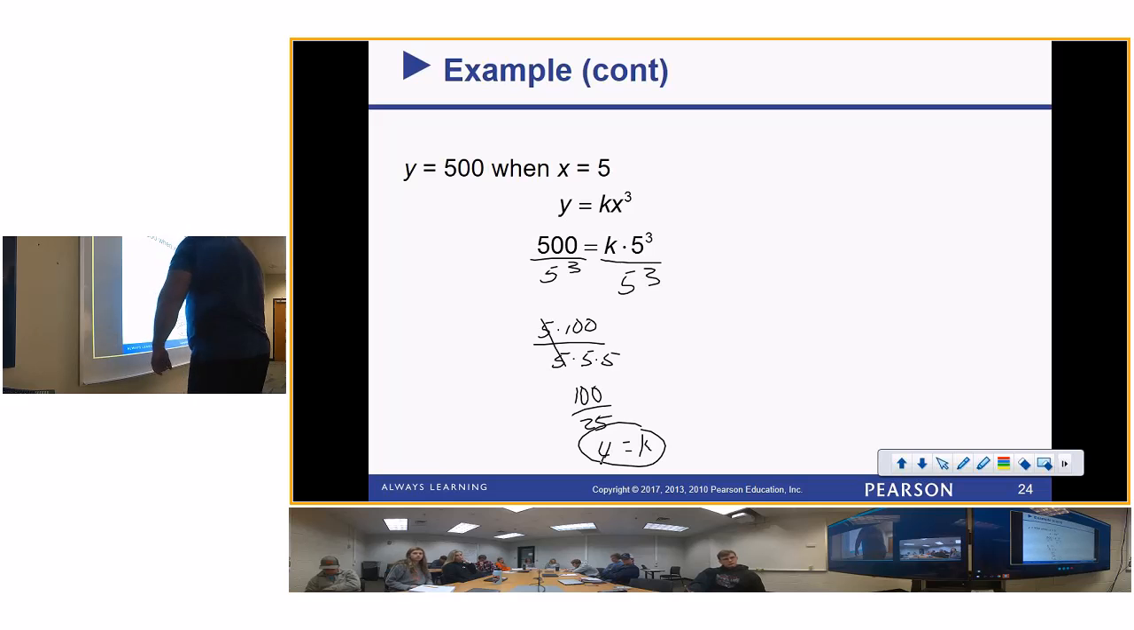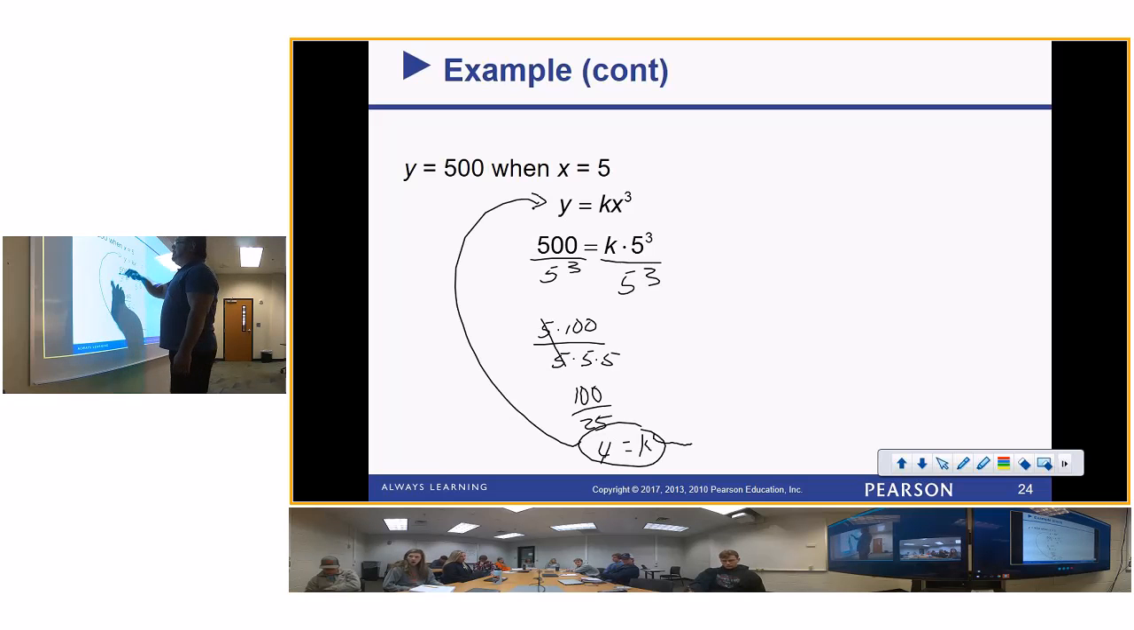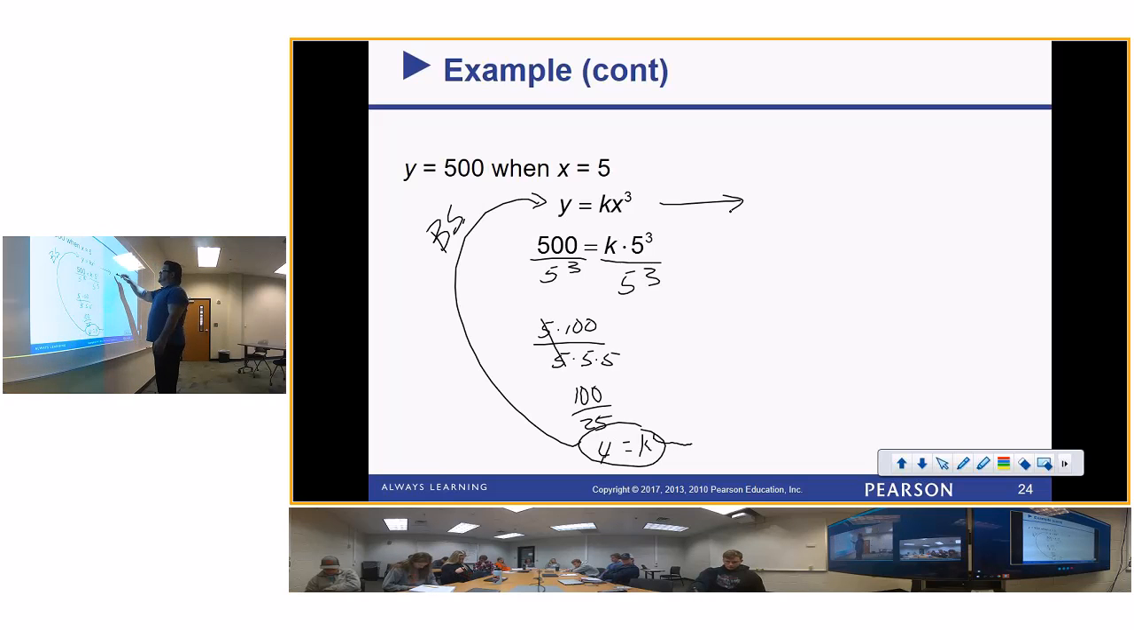Now what do I do with that K? I plug it back, substitute it into the equation, and in this case I'm going to get n sub 1 is equal to 4 times n sub 2 raised to the third power.